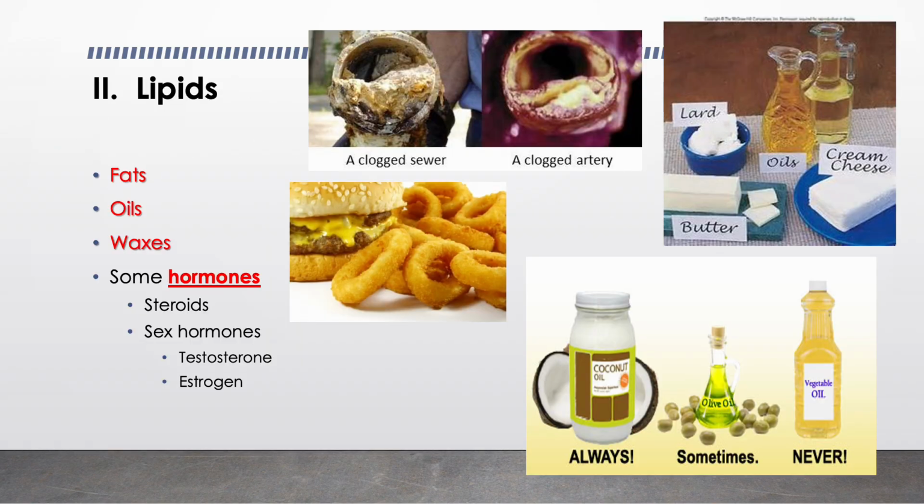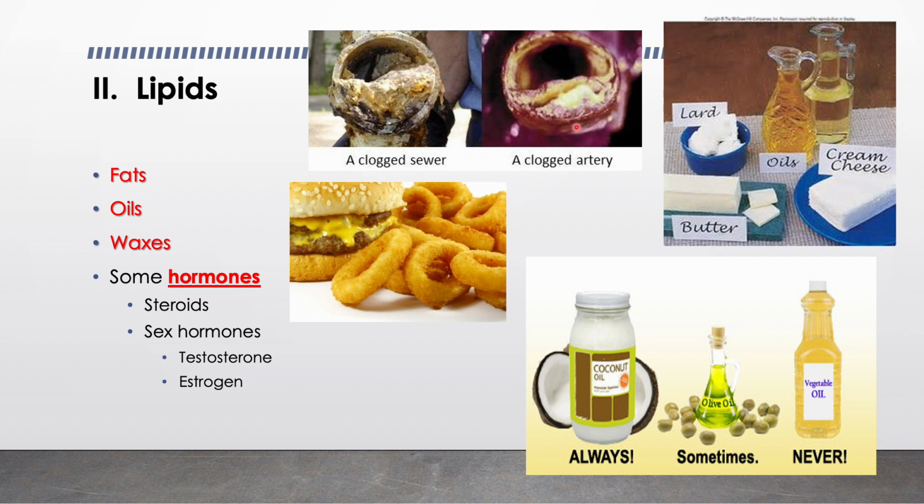Our second macromolecule are the lipids. Examples of lipids are fats, oils, waxes, and some of our hormones such as steroids, the sex hormones testosterone and estrogen. When you eat a diet high in fat such as fried foods, butter, oils, lard, these can tend to clog our arteries. A clogged artery prevents blood from moving through.